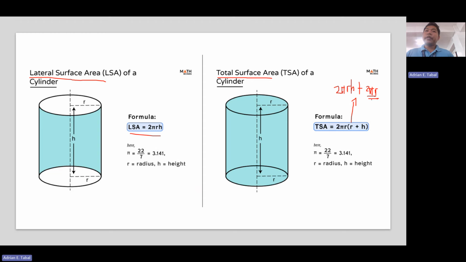And for the total surface area, this is a simplified version of 2 pi rh plus 2 pi r squared. Where did we get 2 pi r squared? Since the bottom part is a circle, the formula in finding the area of the circle is pi r squared. And since there are two circles in a cylinder, that's 2 pi r squared. To simplify it, that's 2 pi r times the quantity of radius plus height.